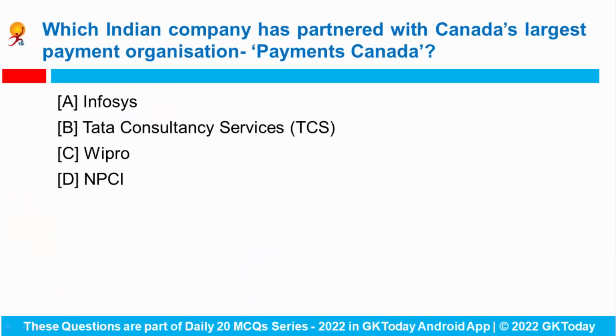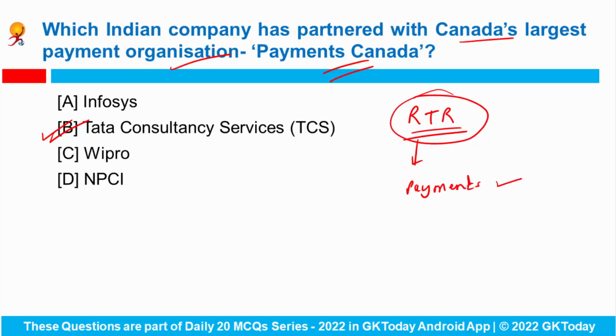Okay. Next question. Which Indian company has partnered with Canada's largest payment organization, Payments Canada? So Tata Consultancy Services has entered into a partnership with Canada's largest payment organization named Payments Canada, and the partnership aims to transform its payment system operations and help in the implementation of real-time rail. So this is a new real-time payment system that will allow the Canadians to initiate payments and receive funds in seconds at any point of the day.